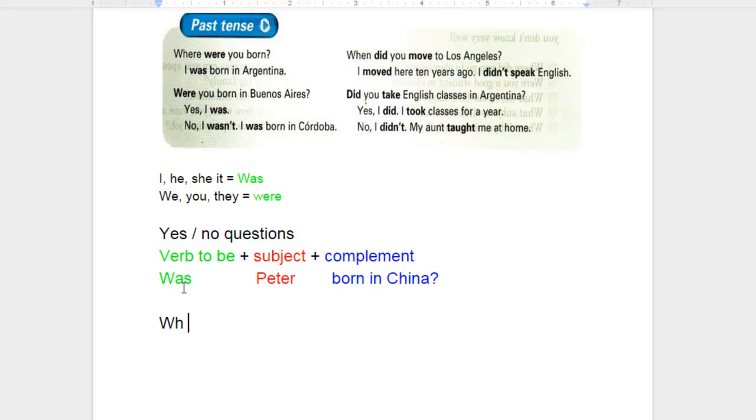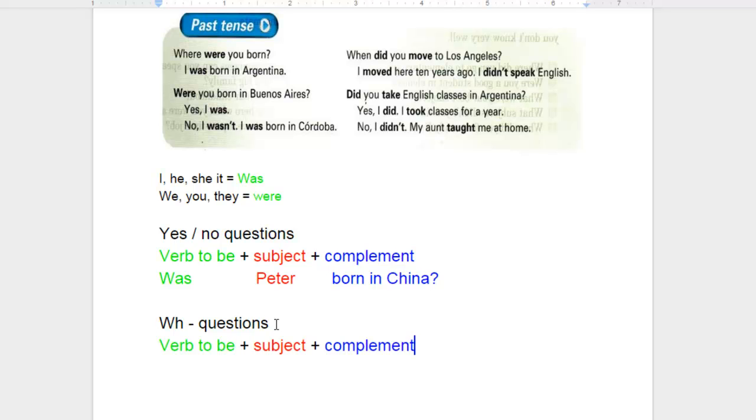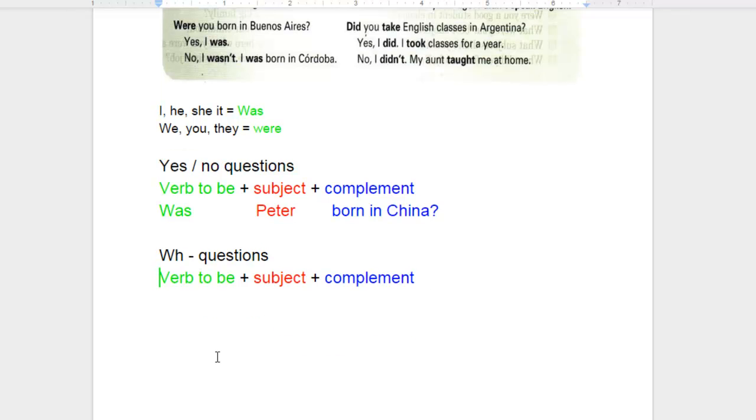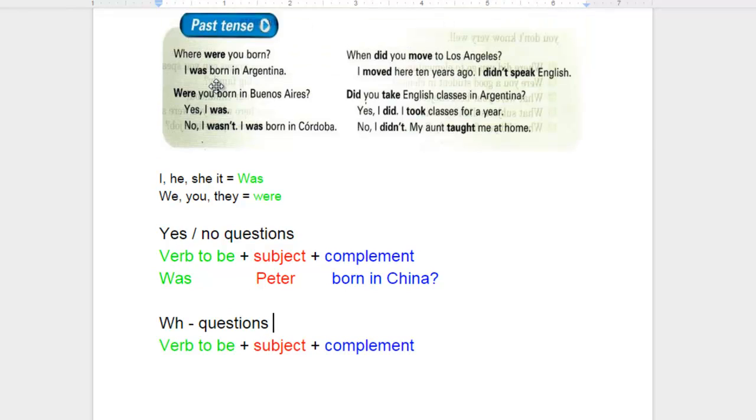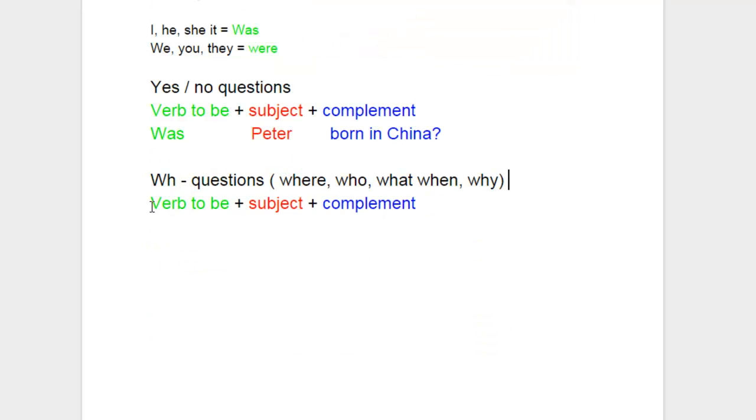So what I want to do now is talk about creating WH questions. And in order for us to create WH questions, we're pretty much going to follow the same pattern. So as you can see, I'm just going to copy and paste this previous rule here. And the only difference in creating WH questions is that I'm going to write some sort of WH word. And what are those WH words? Well, you can see the example that we have on this little chart. We're going to use WH words such as where, who, what, when, why, etc. That's what we mean by WH words. And that's what's going to be included at the very beginning, and everything else will pretty much stay the same.